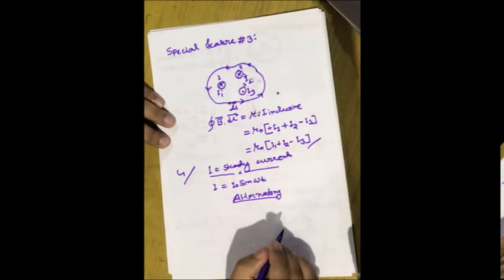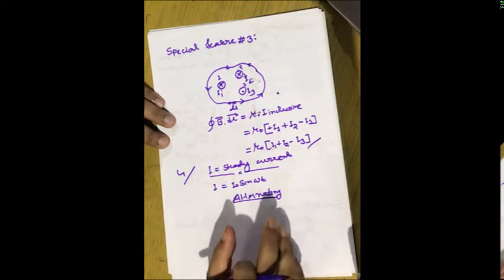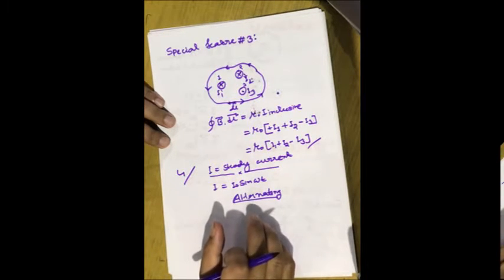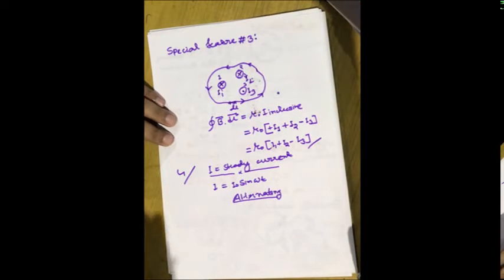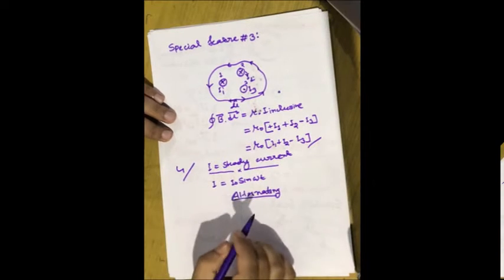Okay, so next part, what we are going to do, we are going to have some examples discussing Ampere circuit law, and then you can see how easy it is to find out the magnetic field for a regular shape current using Ampere circuit law.